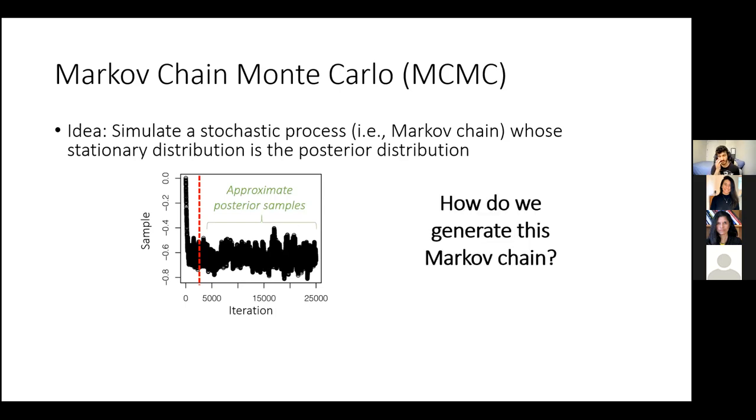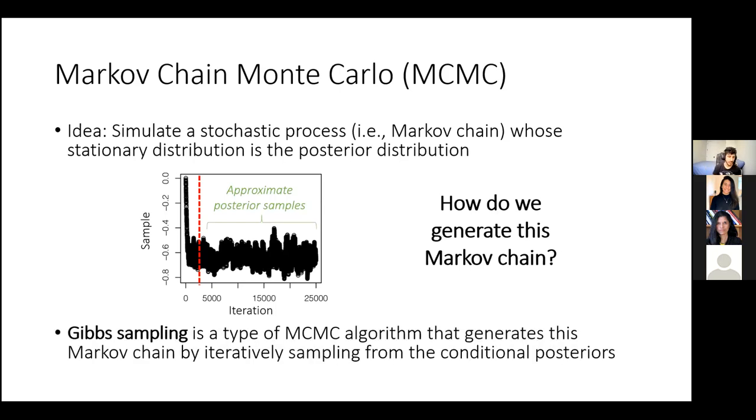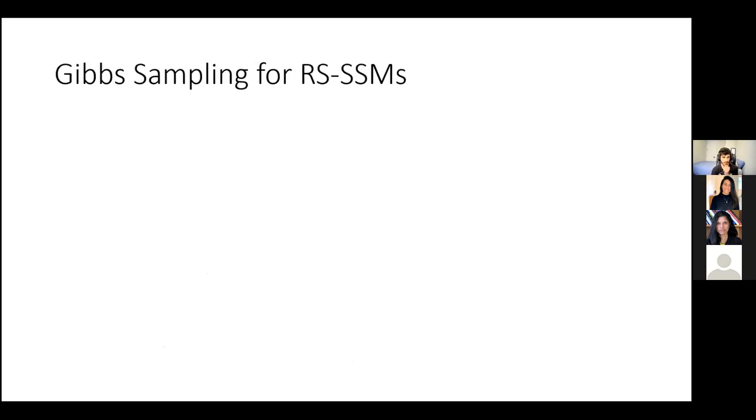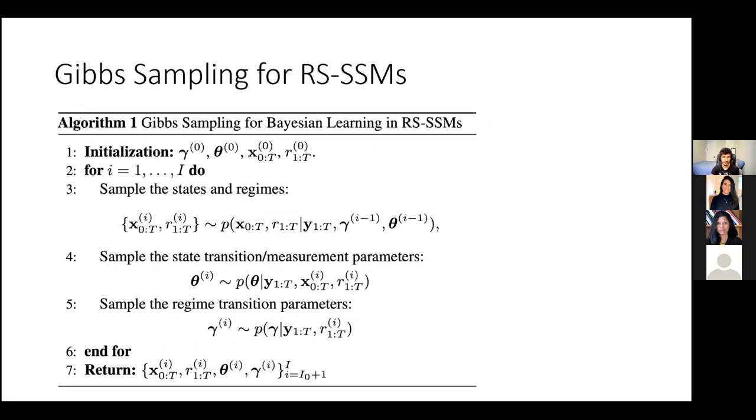And so in MCMC, the main problem is, how do we generate the Markov chain? The typical method that people use in the literature, the most popular, is called Gibbs sampling. It is a special case of a Metropolis-Hastings method. But in this particular paper, we use Gibbs sampling because we were able to basically arrive at that special case. Okay, so how does Gibbs sampling work? The way that it works for regime switching state space models is quite simple.